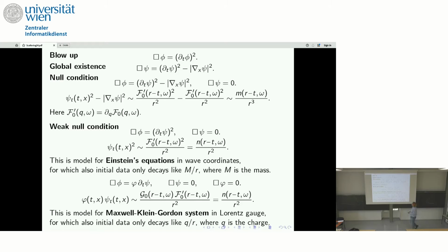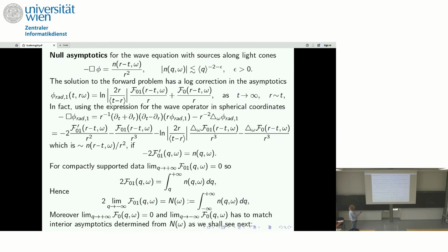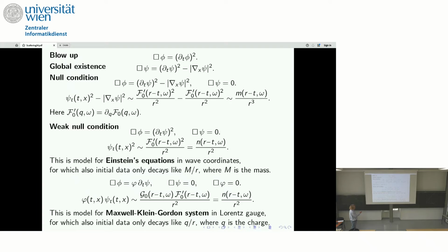But then the thing is that in general, for quadratic nonlinearities, it's not going to satisfy this bound that we want it to satisfy. For instance, if you look at box phi equal to the t phi squared, Fritz John proved a long time ago that this one blows up. And we will see it's exactly because if we know that phi decays like 1 over r, then this is just going to decay like 1 over r squared, which was exactly forbidden.